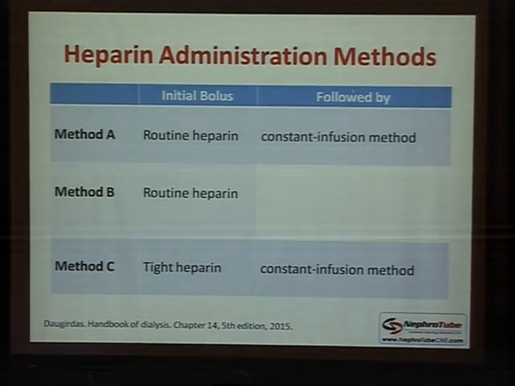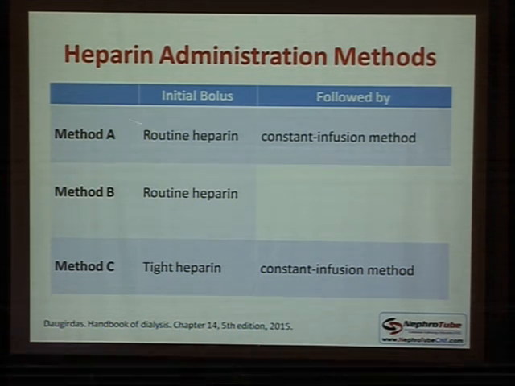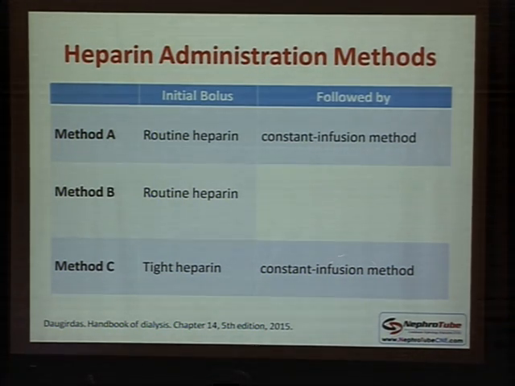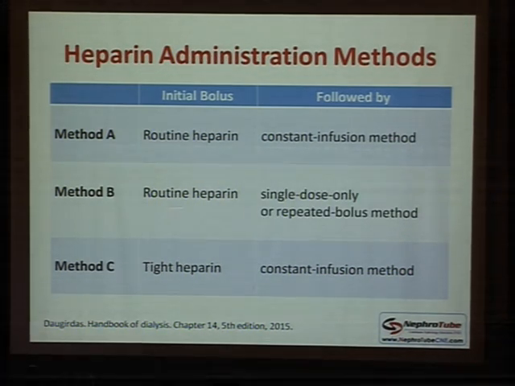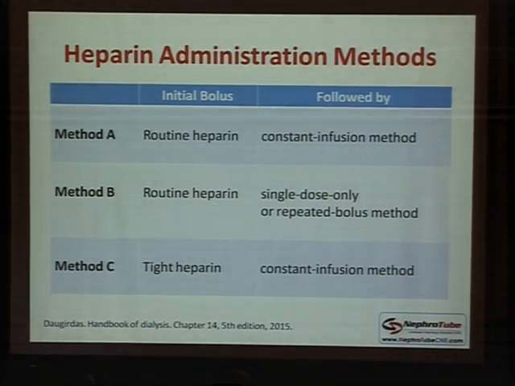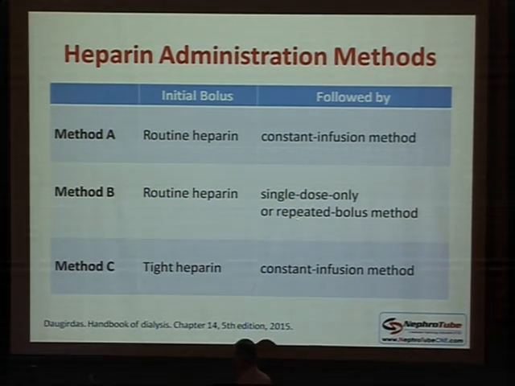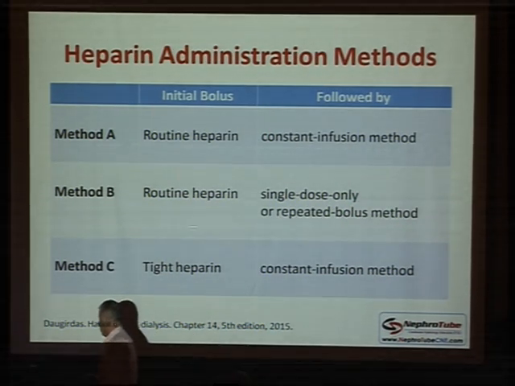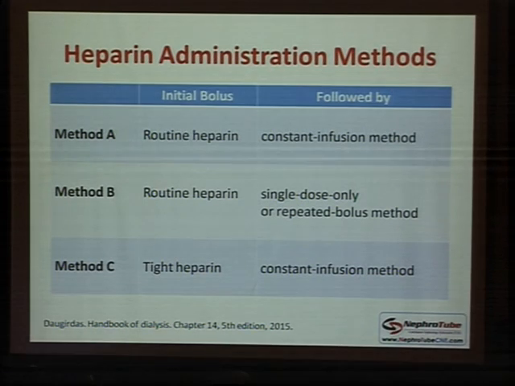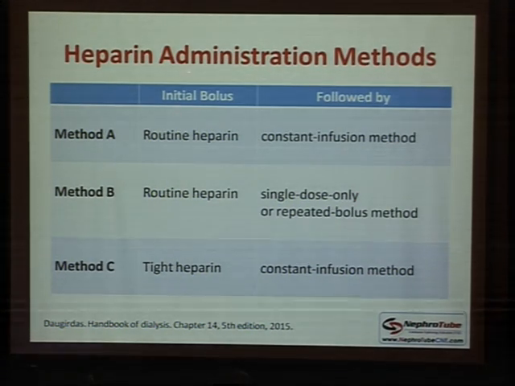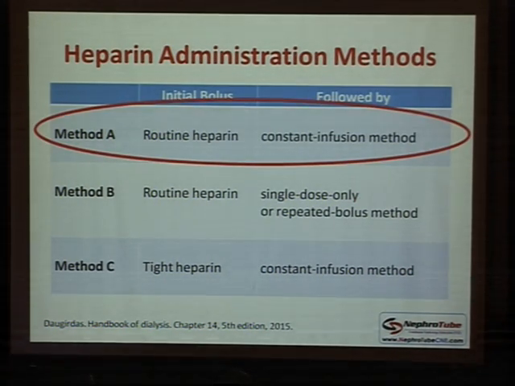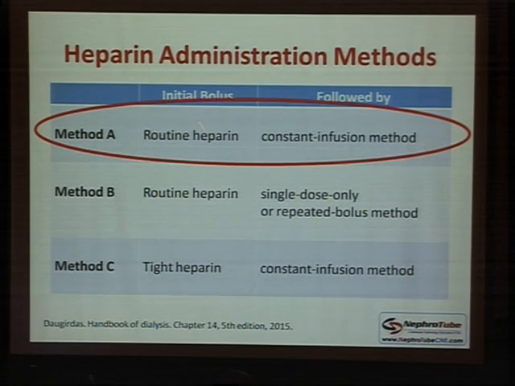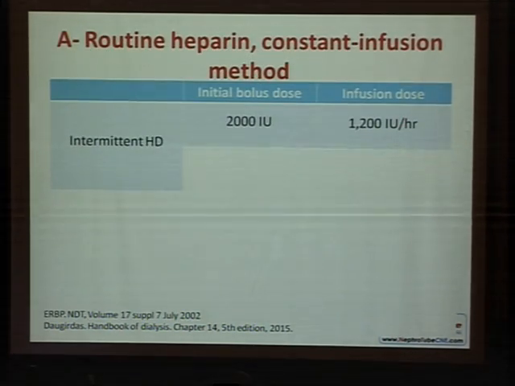Then they continue the dialysis session: method A by constant infusion of heparin. Method B continues by one of two approaches: repeated boluses after the initial bolus, or only the initial bolus without any further doses. Starting with method A, initial bolus followed by constant infusion.